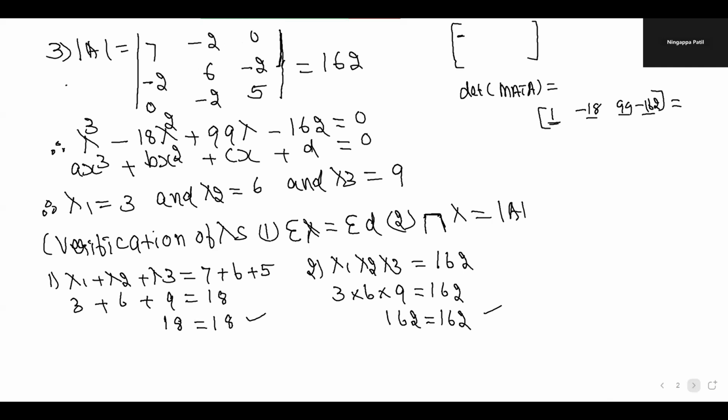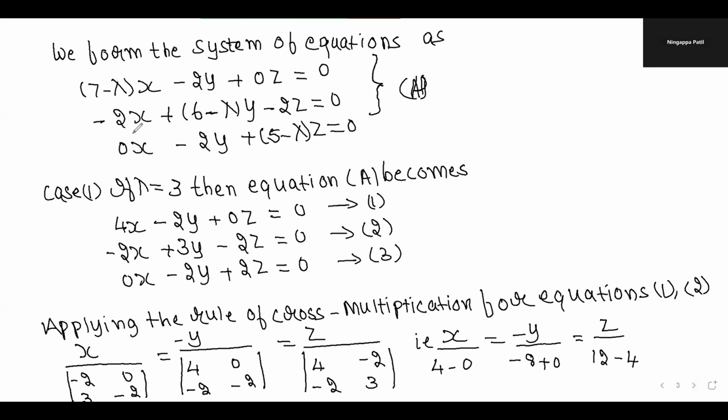Okay. Now, look here. The same thing I have written. 7 minus lambda into X minus 2Y plus 0Z equal to 0. Minus 2X plus 6 minus lambda Y minus 2Z equal to 0. 0X minus 2Y plus 5 minus lambda Z equal to 0. This is equation A. Now, look here. How many lambda values are we having? 3 lambda values. You can put the 3 lambda values in this equation A.